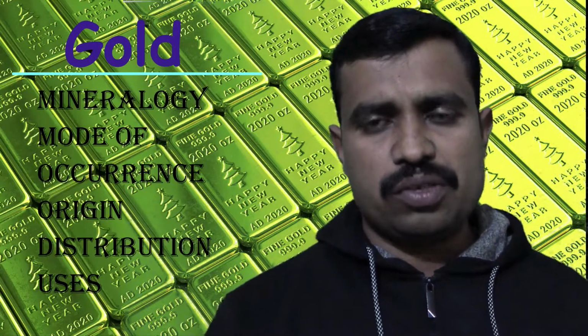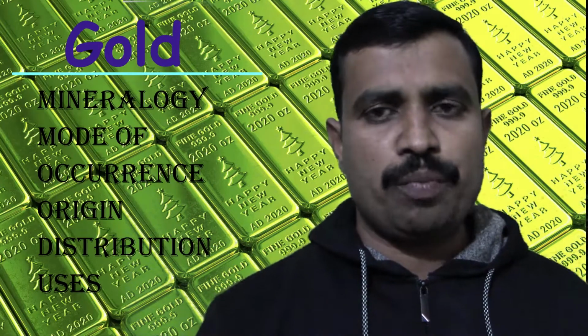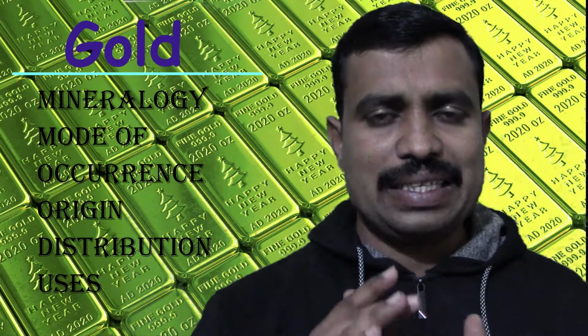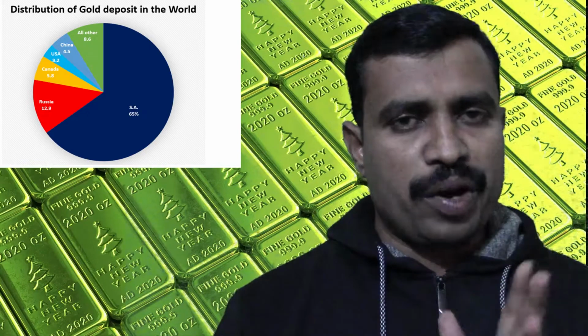Other than this, in Assam, Kerala, Madhya Pradesh and UP, some gold deposits are found in the form of placer deposits. In Kerala, it is found in laterite deposits, and in Karnataka it is found in banded hematite quartzite. This is the Indian distribution of gold deposits. In the world, 65% of gold is present in South Africa, 12.9% in Russia, Canada about 5.8%, USA 3.2%, and China 4.5%. This is the percentage-wise distribution of gold deposits in the world.